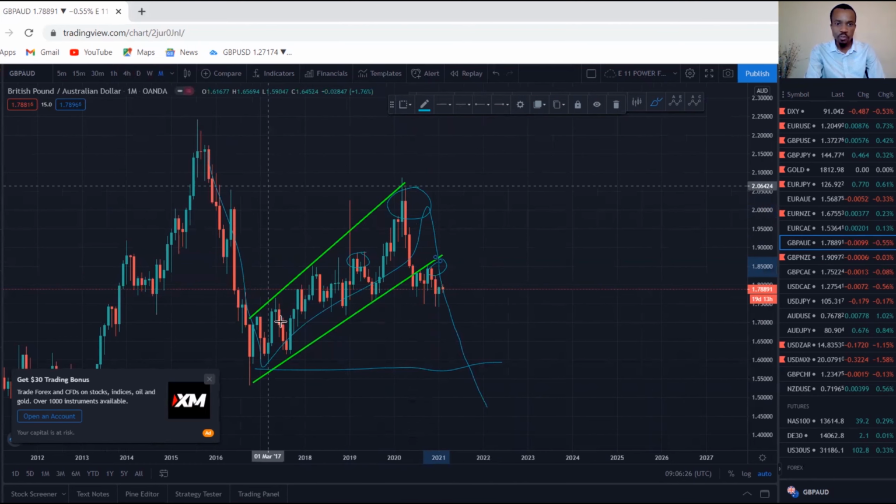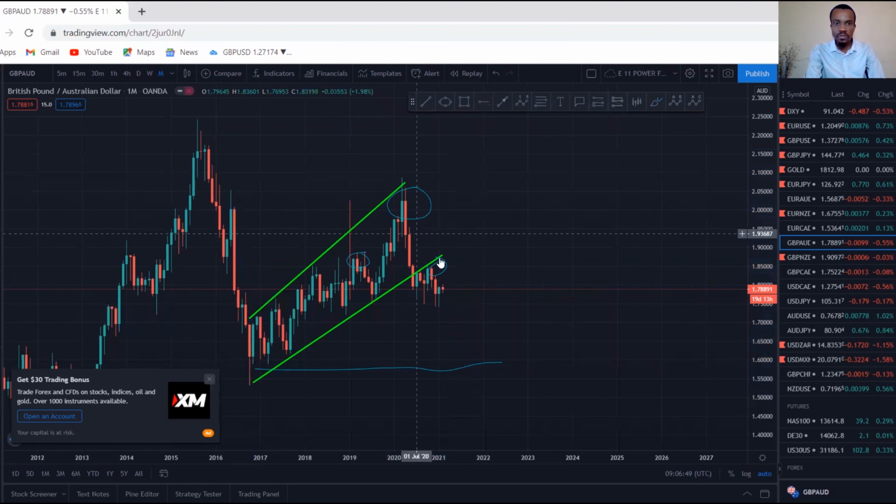We have this continuation pattern here, which price has already broken to the downside. We have this head and shoulder, which is now starting to form. Let's clear this illustration of the continuation pattern, so we leave only this head and shoulder for now. As you can see, there's a head and shoulder forming there.